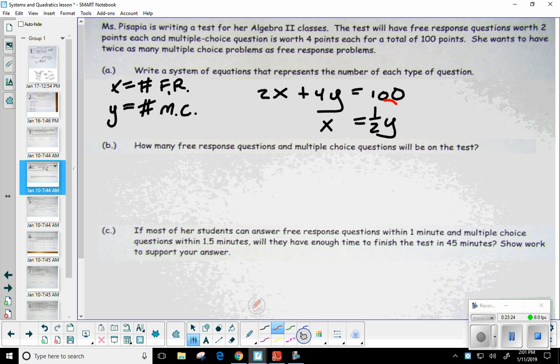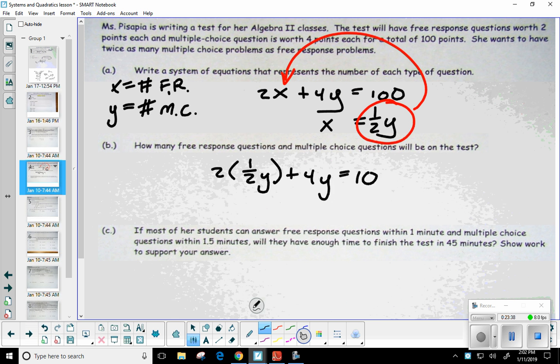I already know that X is equal to 1/2 Y, so I'm going to go ahead and plug that into the other equation. Okay, so 2X becomes 2 times 1/2 Y plus 4Y is equal to 100. 2 times 1/2 Y, so 1Y, and Y plus 4Y. So 5Y is equal to 100, so Y is equal to 20.